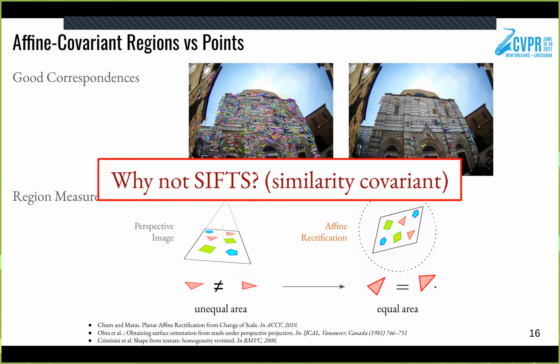Why not SIFTs, which are similarity covariant? For some of these solvers, SIFTs could be appropriate. It depends on what you're trying to recover. But we get this extra level of covariance, which will be important, which is the affine covariance of the affine covariant regions.